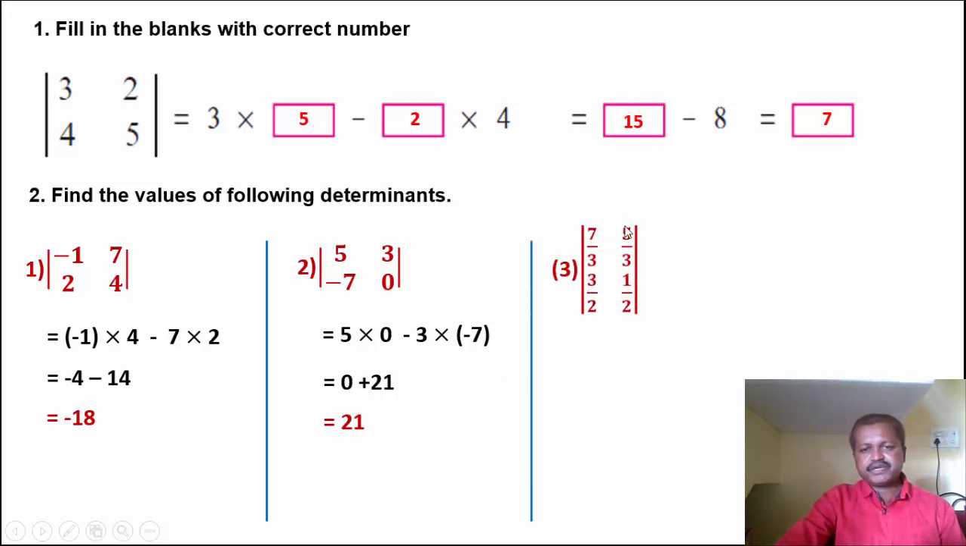7 upon 3, 5 upon 3, 3 upon 2, 1 upon 2. So take cross multiplication here. So 7 upon 3 into 1 upon 2 minus 5 upon 3 into 3 upon 2. So solve this. 7 upon 3 into 1 upon 2, that is 7 into 1 upon 3 into 2. So you get here 7 upon 6 minus, in this term 5 into 3, that is 15, upon 3 into 2, that is 6.